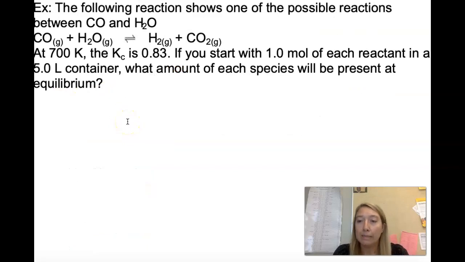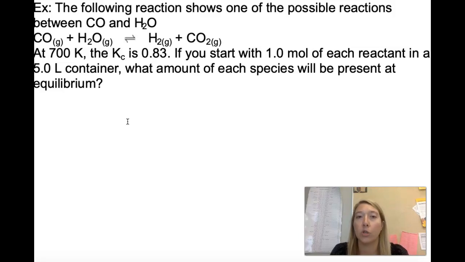So this question is a little different. Okay, this one, instead of giving you an equilibrium concentration and asking you to solve for Kc, this is giving you Kc and asking you to solve for the equilibrium concentrations. So our general processing on a question like this isn't really going to change. It's still going to be the same. It's just going to be when we get into that Kc calculation, it's going to look a little different.